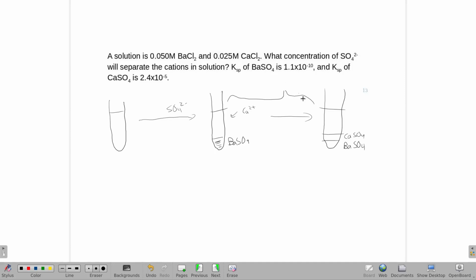So let's calculate the higher end. Where do they both start to precipitate? Well, to figure that out, since we know barium precipitates first, we're going to figure out where the calcium starts to precipitate. So we're going to do a KSP for the calcium. Actually, you know what? I'm going to do this over here underneath this test tube.